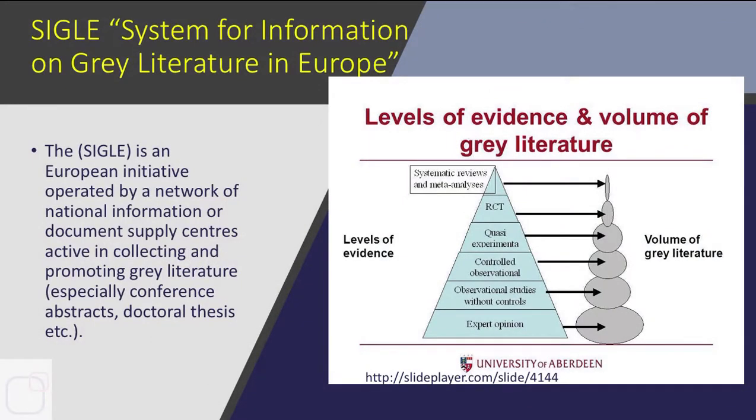Let's first talk about SIGLE. What is SIGLE? SIGLE is the System for Information on Grey Literature in Europe. It is a European initiative operated by a network of national information and document supply centers. They actively collect and promote grey literature. What is grey literature? These include things like conference abstracts, doctoral theses, and other academic works that are not published in the form of a paper or a report. These are usually available if you seek them. They are not indexed in big databases. The only place where we can have a reasonable index of this grey literature is SIGLE in Europe.